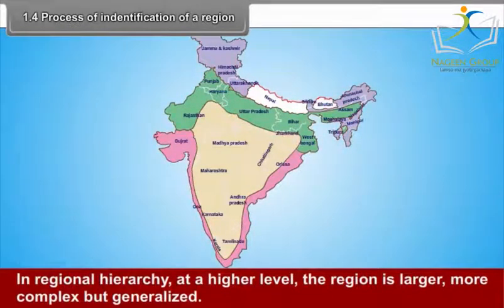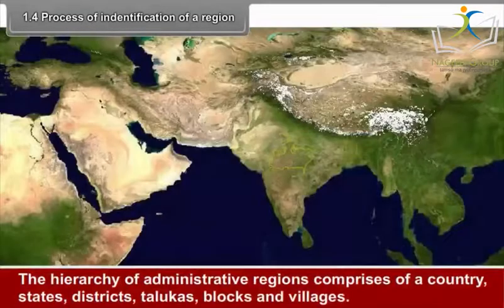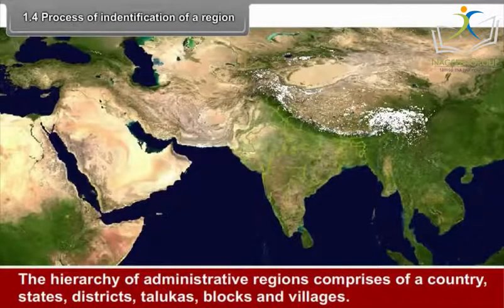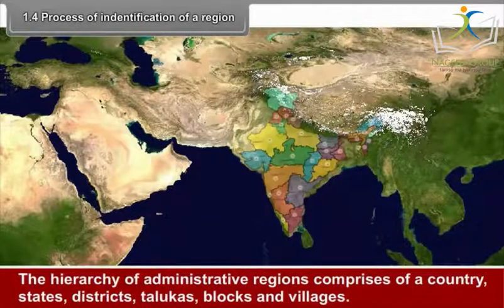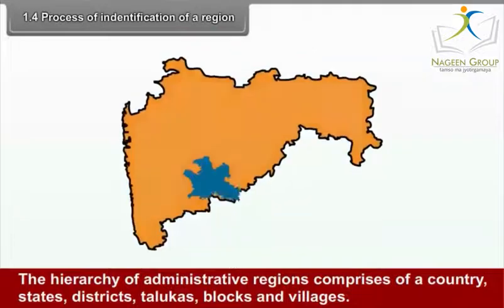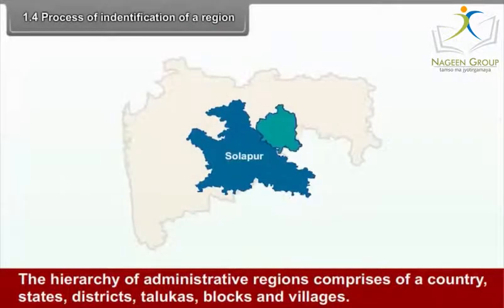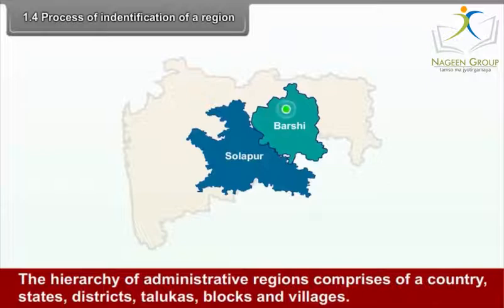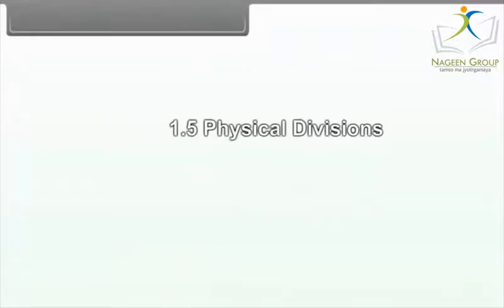In regional hierarchy, at a higher level, the region is larger, more complex, but generalized. The hierarchy of administrative regions comprises a country, state, district, taluka, blocks, and village. 1.5 Physical divisions.